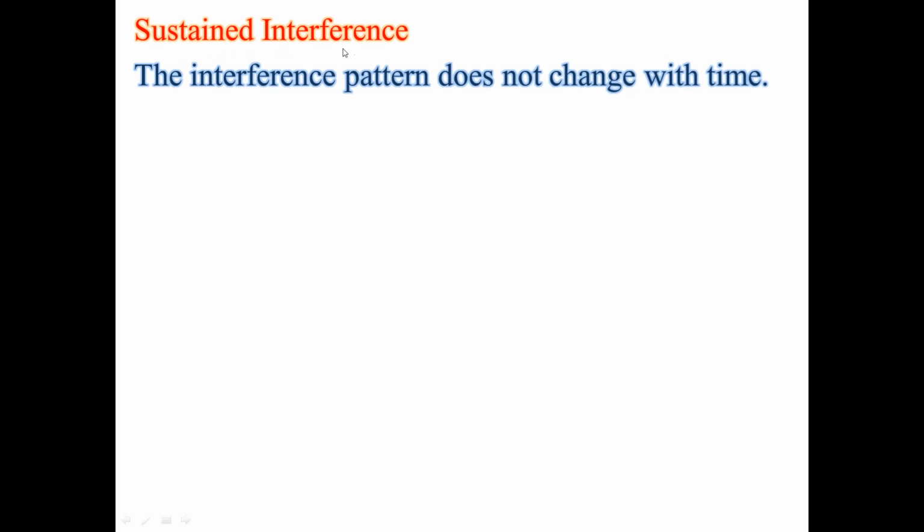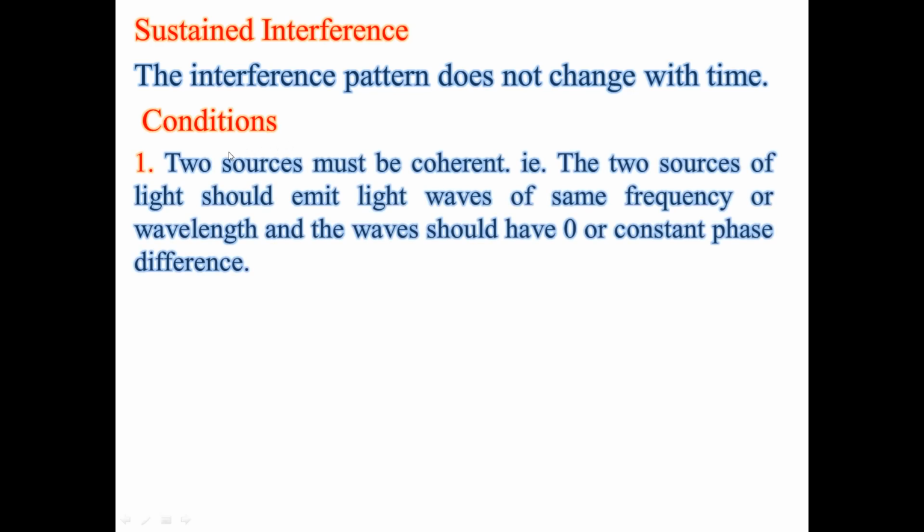Now let us say sustained interference. If the interference pattern doesn't change with the time, the interference is said to be sustained. The conditions for sustained interference. The important condition is two sources must be coherent. That is, the sources should emit light waves of same frequency or wavelength and the waves should have zero or constant phase difference.